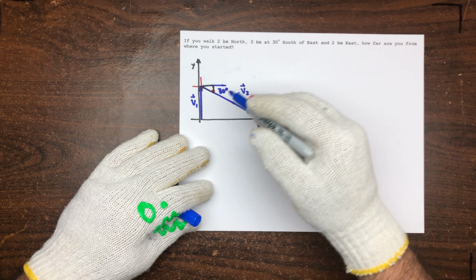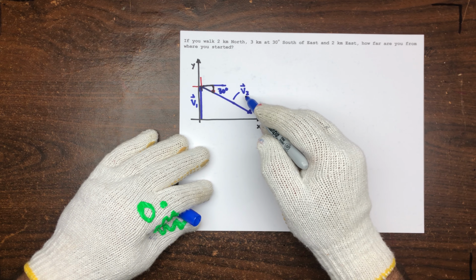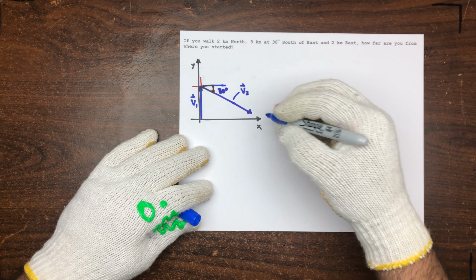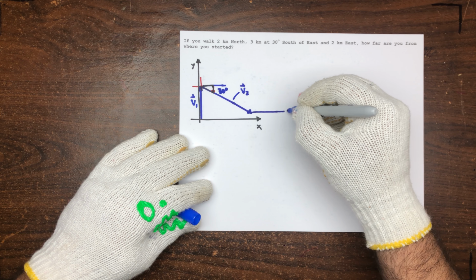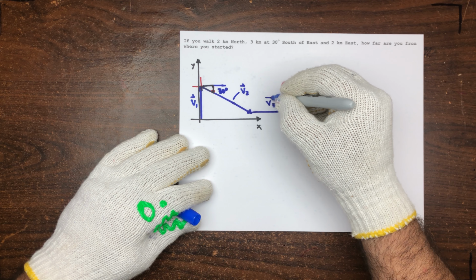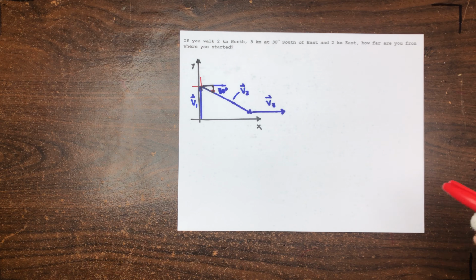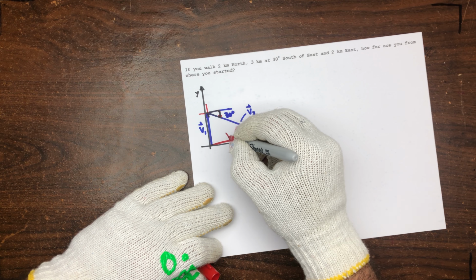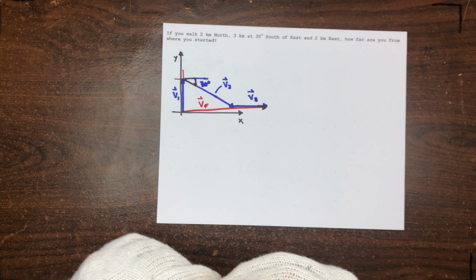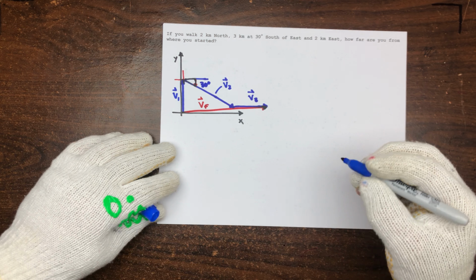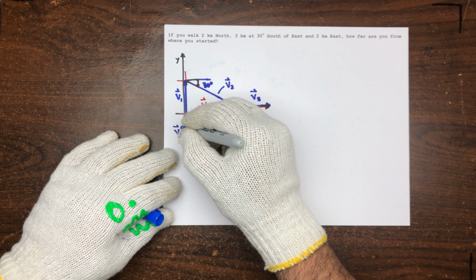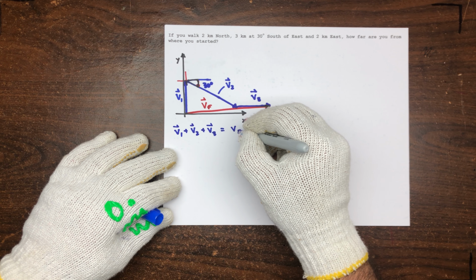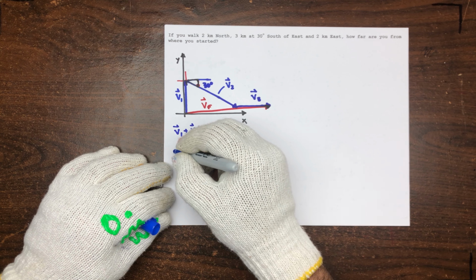And then 2 kilometers east. So another little east section there, and that's called v3 vector. And what it's asking me is how far from where you started? So how far am I from where I started? This location right there, and I'm going to call that v final vector. I know that the addition of v1 vector plus v2 vector plus v3 vector is equal to v final vector. Okay, so let's do this.